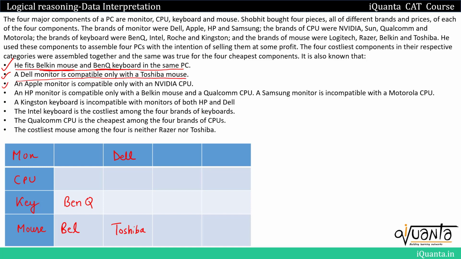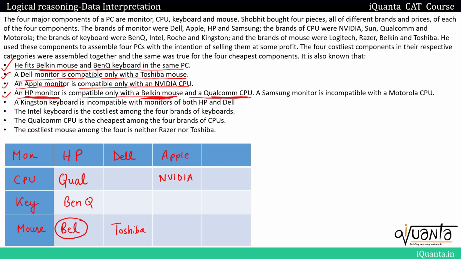Third one is an Apple monitor is compatible only with an Nvidia CPU. So let me write Apple over here, and it is compatible only with an Nvidia CPU. Fourth clue is an HP monitor is compatible only with a Belkin mouse and a Qualcomm CPU. So now we have HP monitor, Belkin mouse and Qualcomm CPU. We already know that we have filled Belkin mouse over here, so definitely it will come with an HP monitor and Qualcomm CPU. So I hope this is clear.